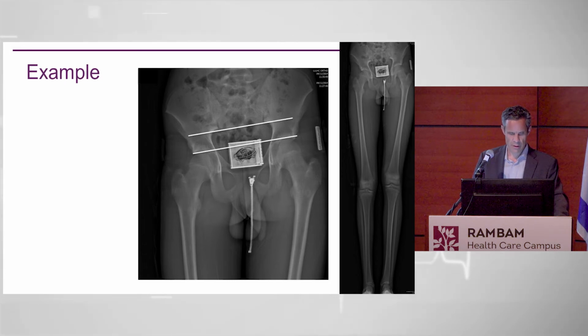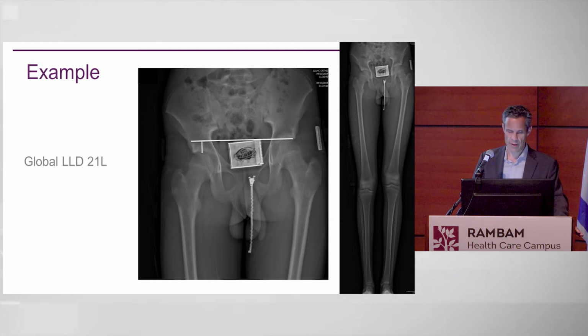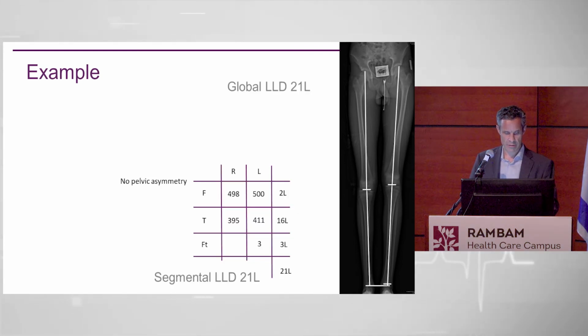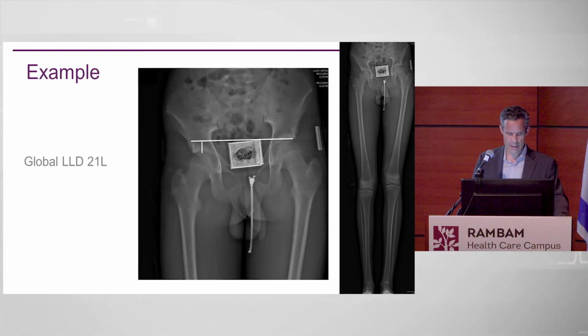Here's an example. So we look at the inferior aspect of the SI joints. They're parallel to the femoral heads, so we can use the femoral heads to measure our global limb length difference, and we have 21 millimeters on the left. The left side is longer than the right.